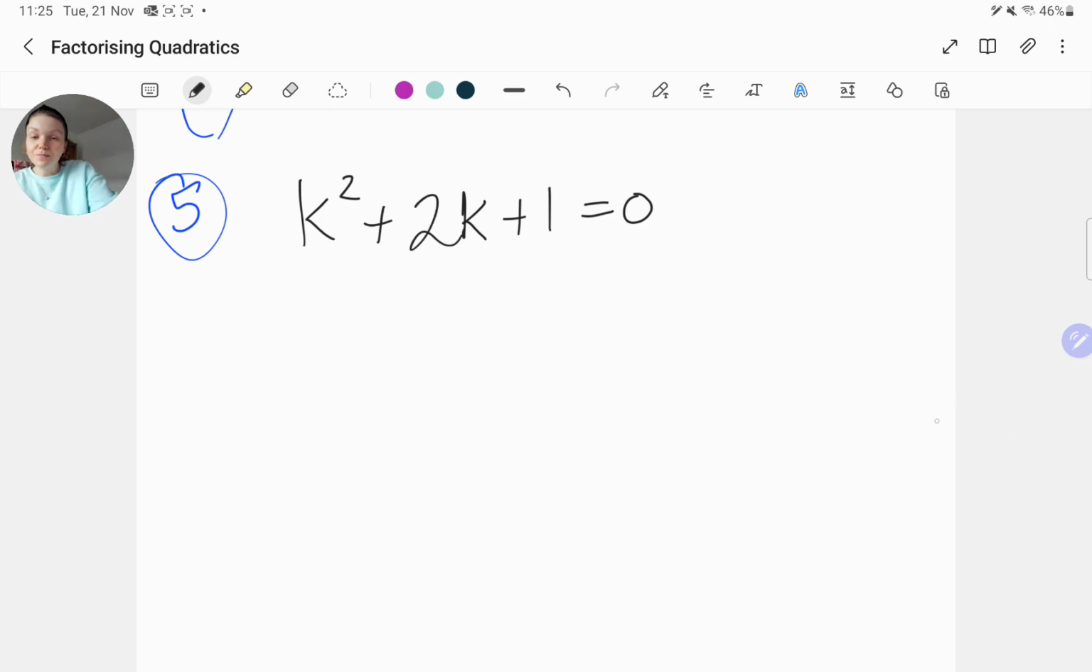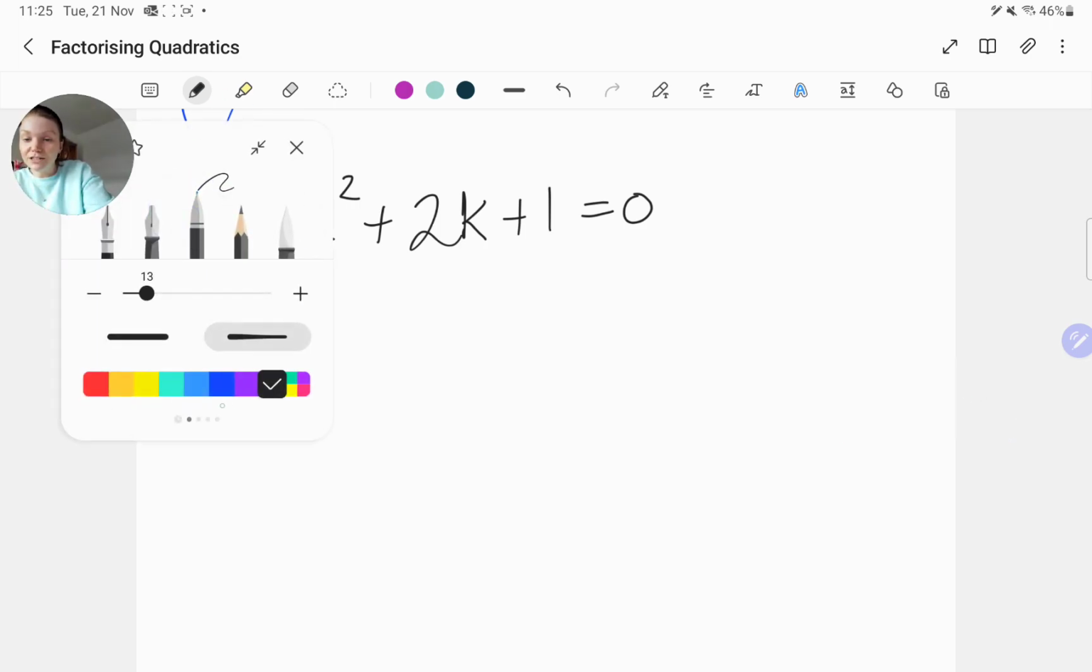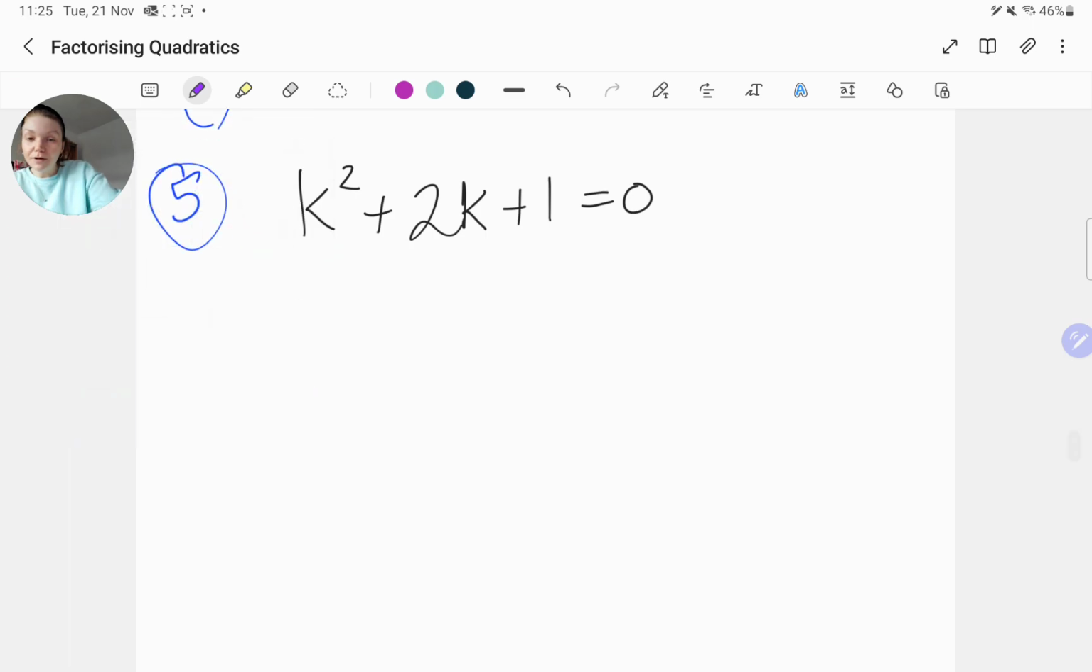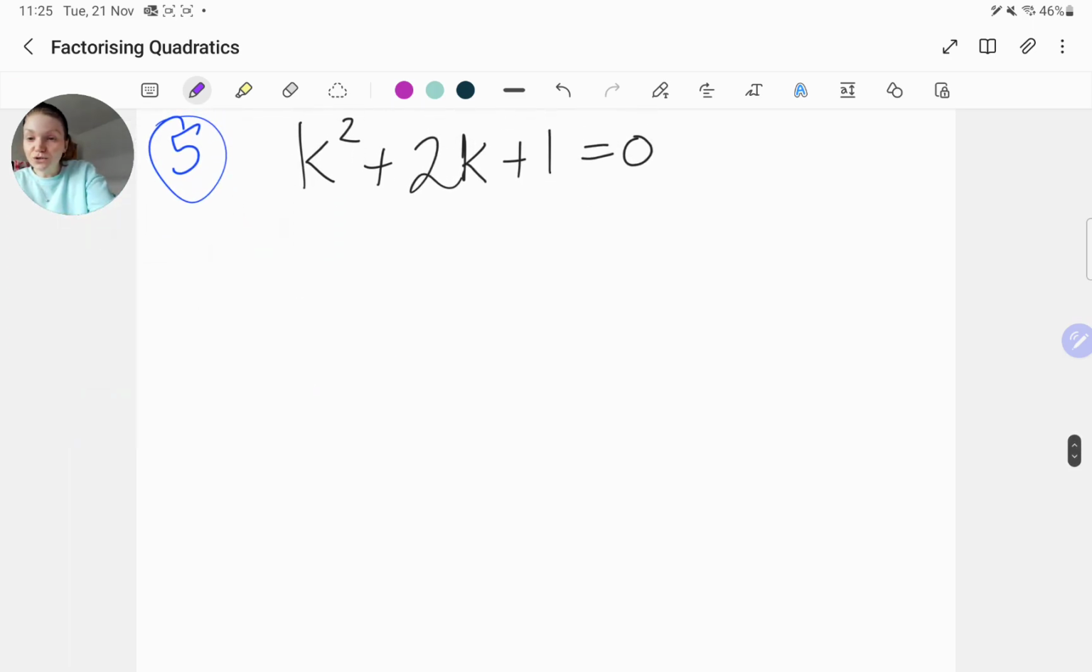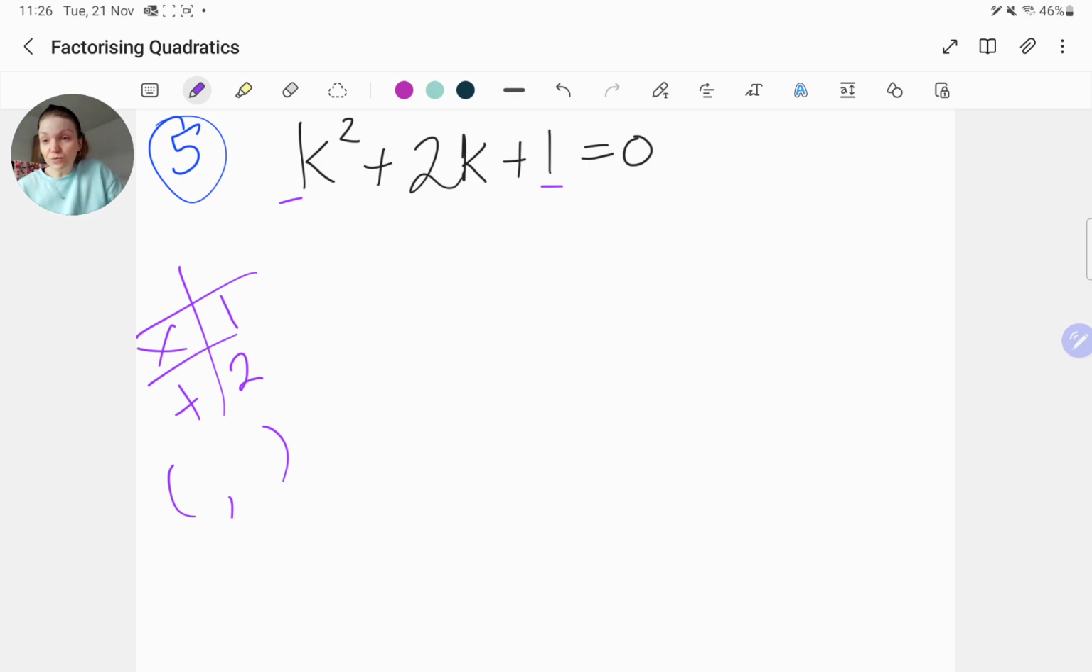Okay, so let me change colour. I'll do purple. Straight away it's a quadratic. Draw your grid, multiply, add. We're multiplying to give the two outside terms and we're adding to give the middle term. So multiply to give 1, because ones are 1, and we're adding to give 2, because that's the middle term. We want two numbers that multiply together to give 1 and add or subtract to give 2. Well, 1 times 1 is 1 and 1 plus 1 is 2.